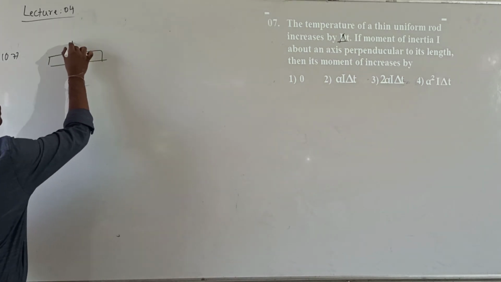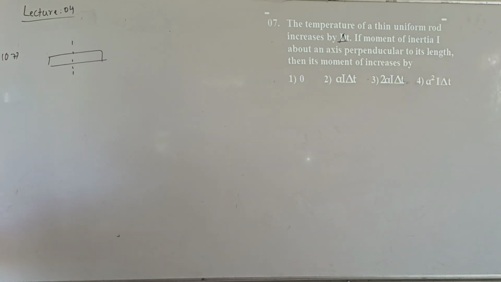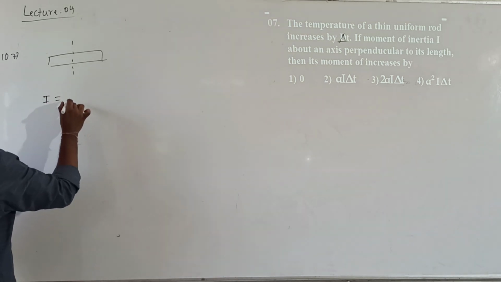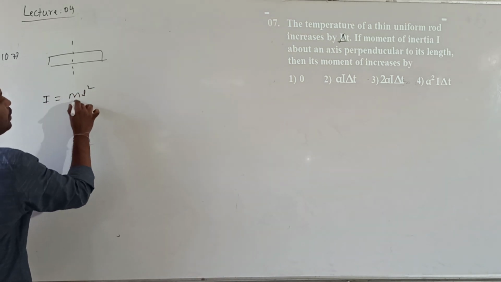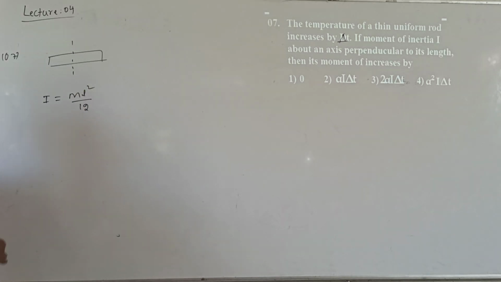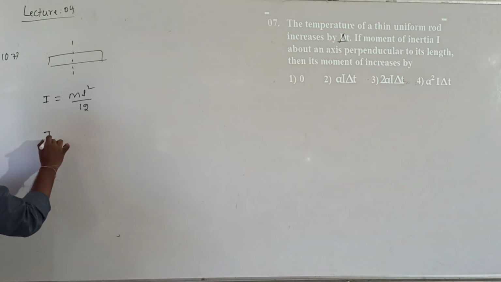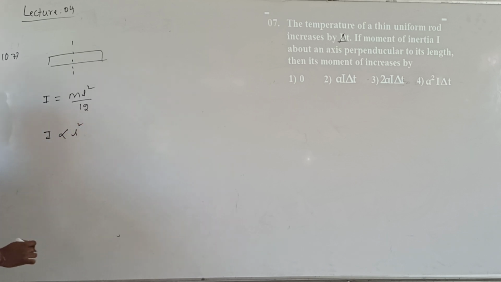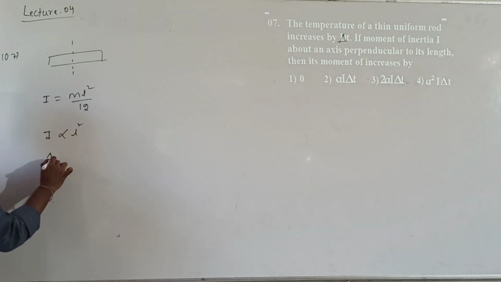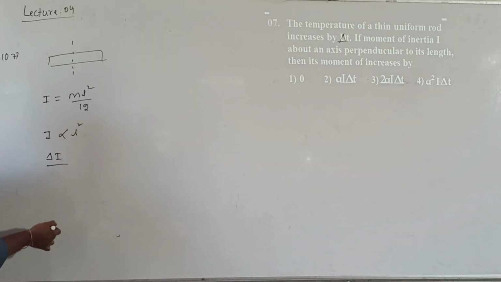The moment of inertia of a thin uniform rod about an axis passing through the center perpendicular to length. So what is the formula for I? I is equal to m into L square divided by 12. We study this in system of particles, rotational motion. Here the moment of inertia is directly proportional to L square, the square of the distance. So when I is directly proportional to L square, I want to calculate the increase in the moment of inertia.